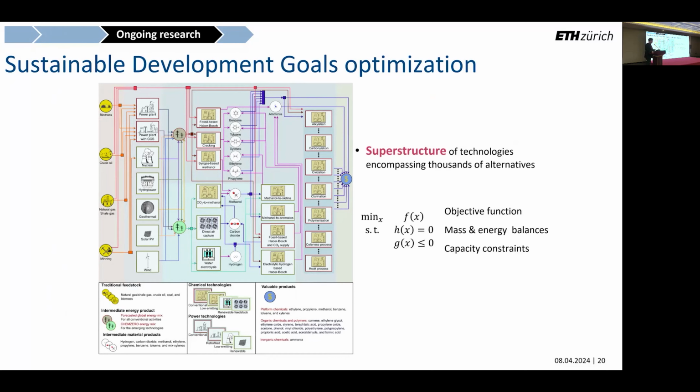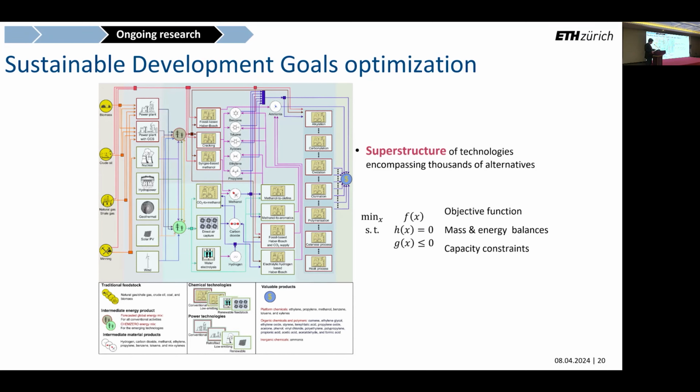So here we are building a substructure of the chemical sector. This is a sort of simulator of the chemical sector right now with 20 different chemicals, where we have decisions in terms of the source of carbon, the type of energy that we use, and then we can formulate an optimization problem considering objectives that are connected with the SDGs. We have also mass and energy balances and capacity constraints, and we can interrogate the model to find the best ways to produce chemicals sustainably.